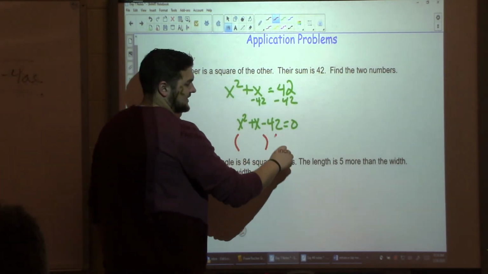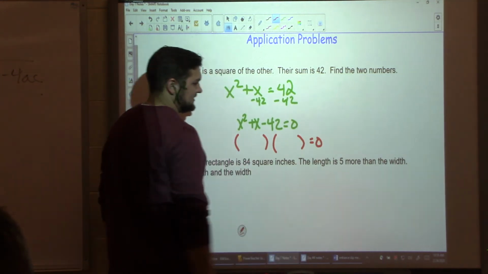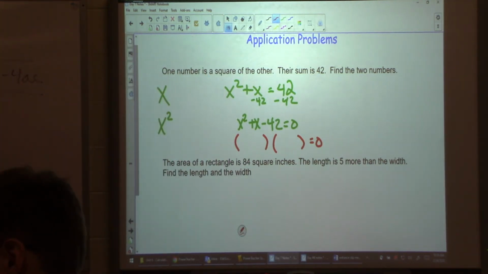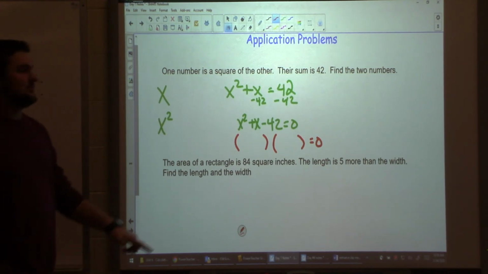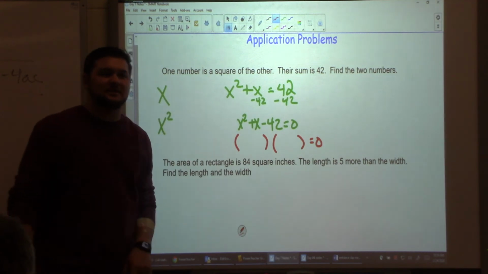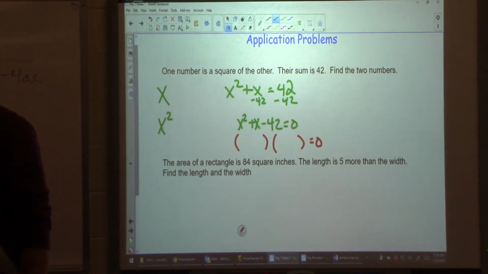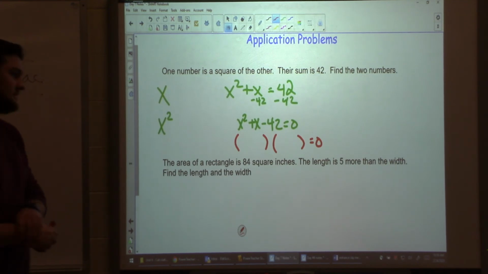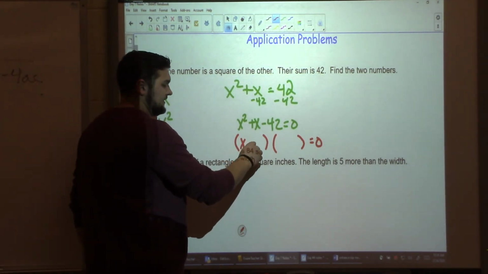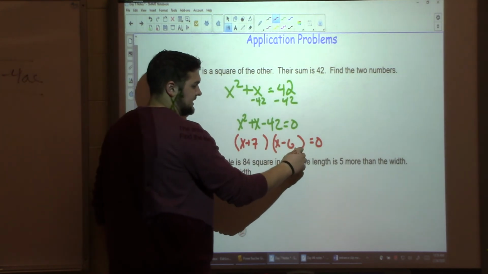Okay, so factor. What multiplies to negative 42 and adds to 1? Well, what multiplies to 42? 7 and 6. Well, we know one of them has got to be negative, right? If they add to 1, which one has got to be negative? 6. Good. So x plus 7, x minus 6.